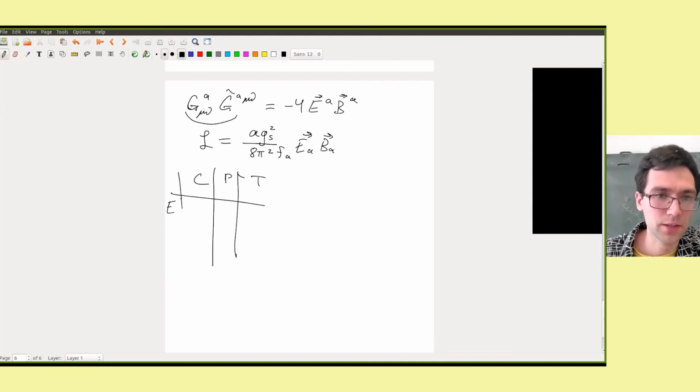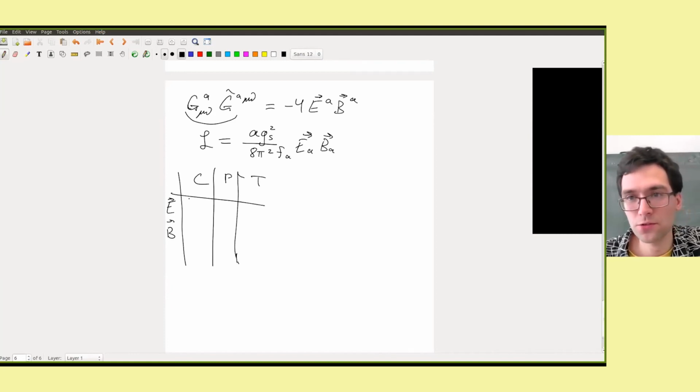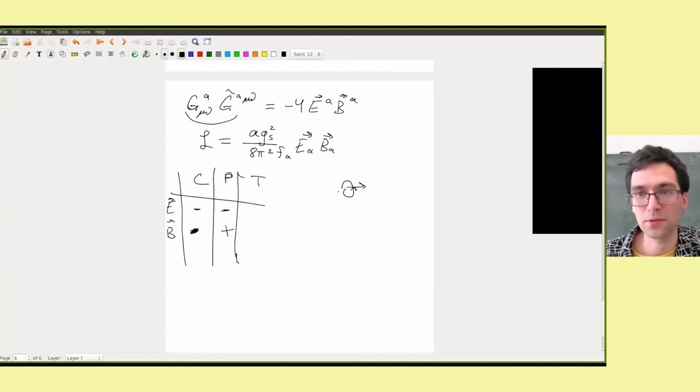C, P, T, electric field, magnetic field. Under C, the charge conjugation will change the sign of both electric and magnetic fields, because they are created by charges, and if you switch the sign of the charge, you also switch the sign of the field. Under parity, the electric field will change: if you look in the mirror at the electric field, it changes its direction. If you look in the mirror at the magnetic field, it does not, because the magnetic field is created by a current, and the direction of the current, for example clockwise, does not change if you reflect it in the mirror, so you will still have the magnetic field.